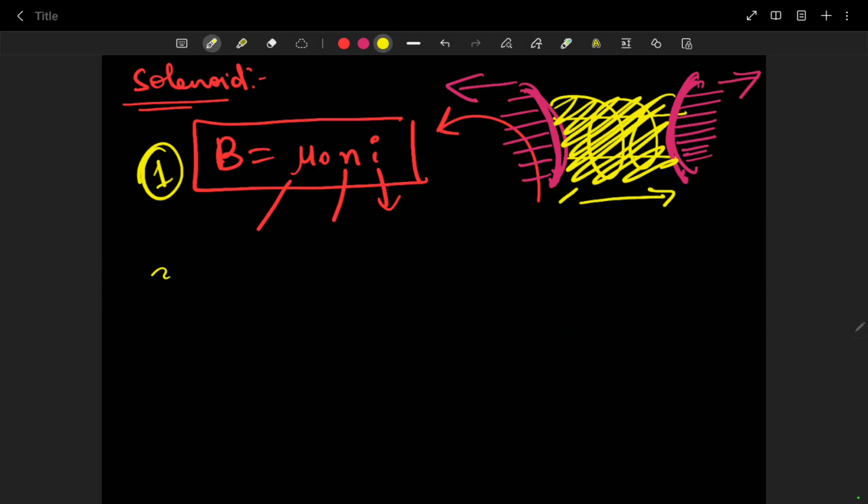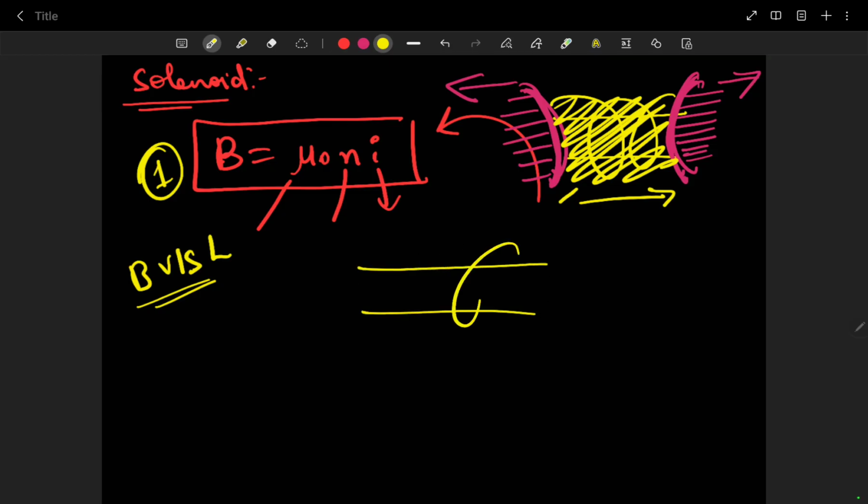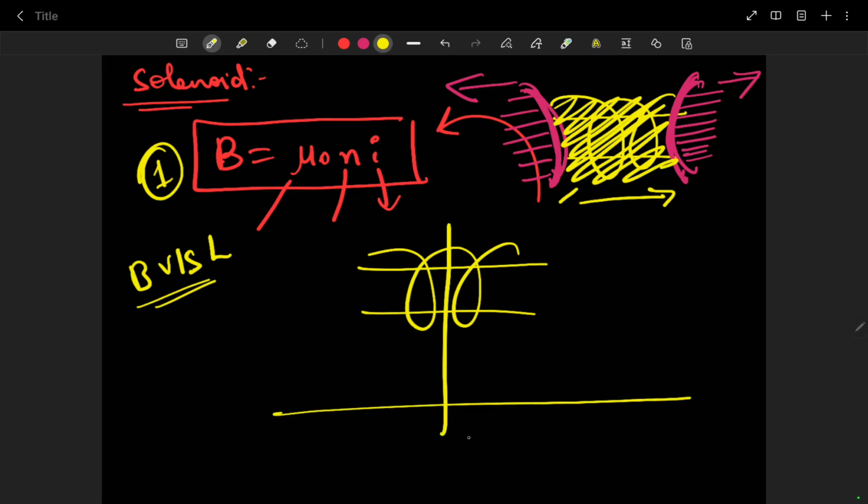So we will draw a B versus L graph basically. A B versus L graph will give us a lot of information. Previously I have used capital L, right? So you can just check in the video once again. This is the length of the solenoid. So what I meant is, if I take a solenoid and wrap it around, I am drawing the graph from this reference only. This is the B versus L graph, right?